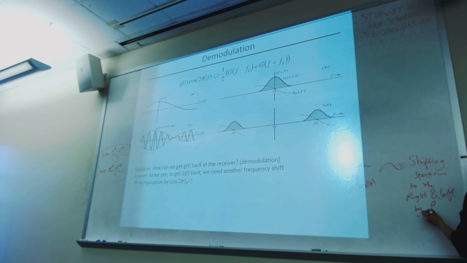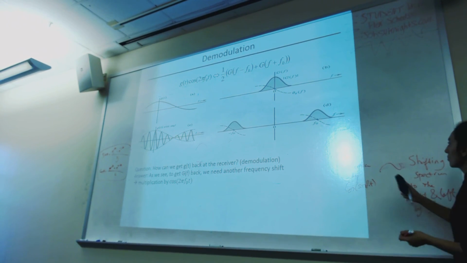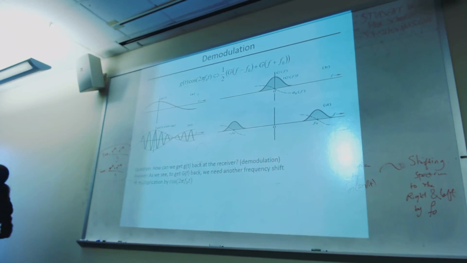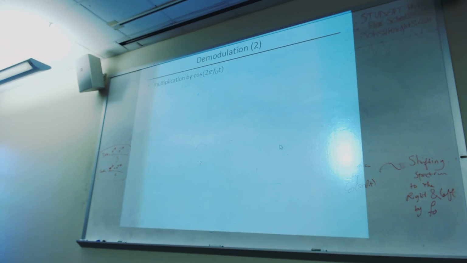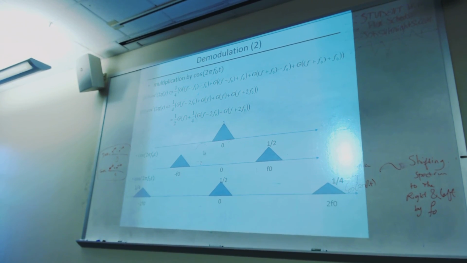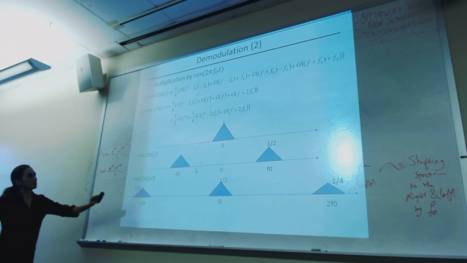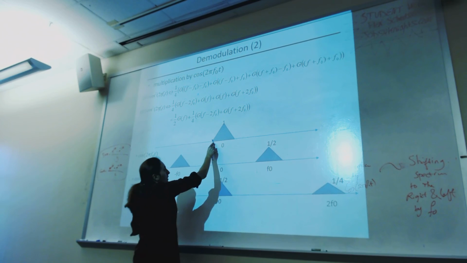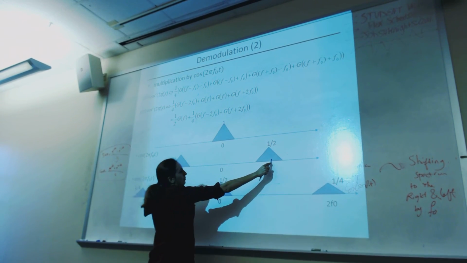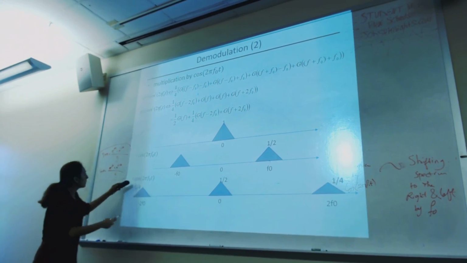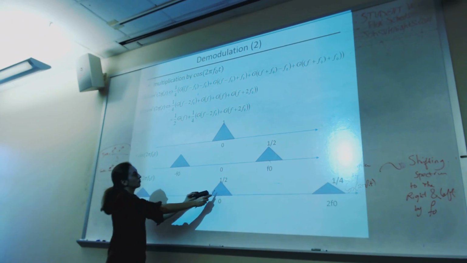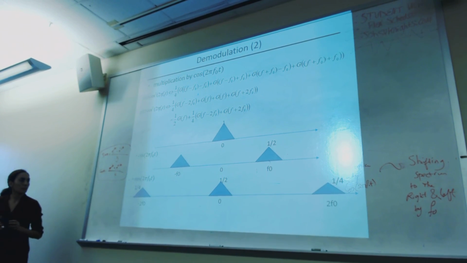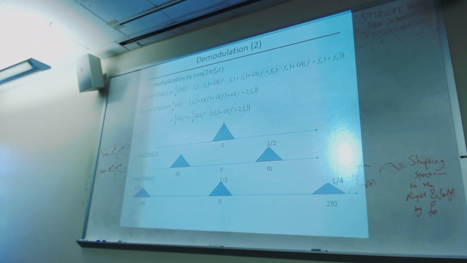By an amount of f naught, right and left. So now I've shifted once. If I shift it another time, interestingly, I get something back here. This is the original spectrum of my original signal. It's low frequency, and you modulated it by f naught, and then again multiply by another cosine. So you get these and these, and then as I said, put a low pass filter.